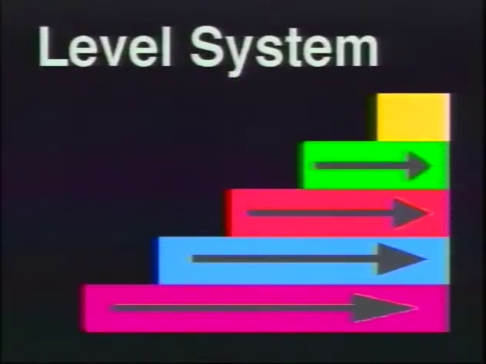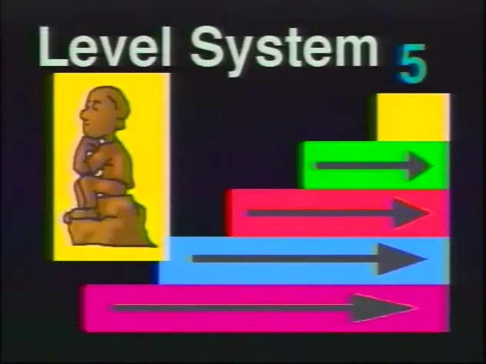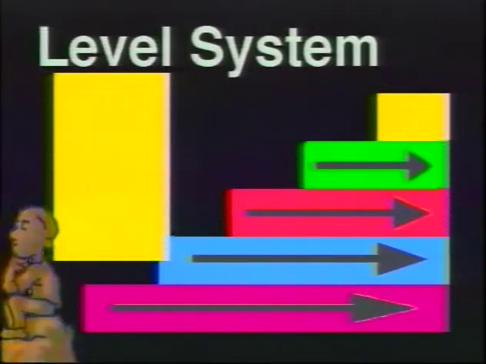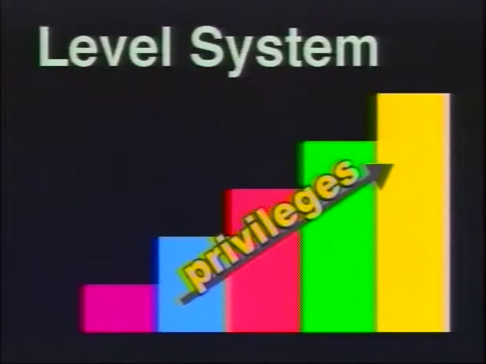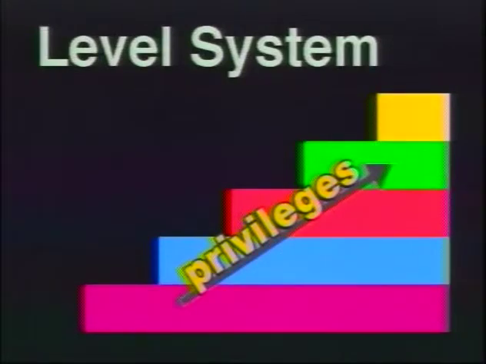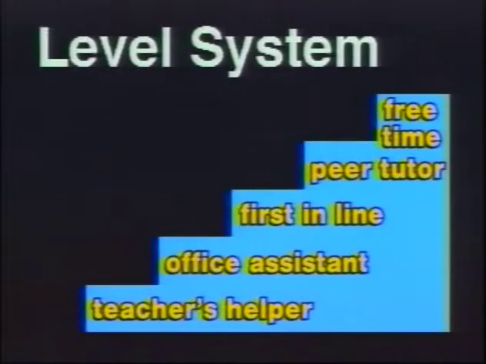Gradually, they progress to more complex and sophisticated behaviors, such as problem solving and self-management skills, until they're administering their own points and responsible for their behavior. Remember, throughout this process, student privileges increase as you ask more of the student until all classroom privileges are available as long as they maintain the appropriate behavior.